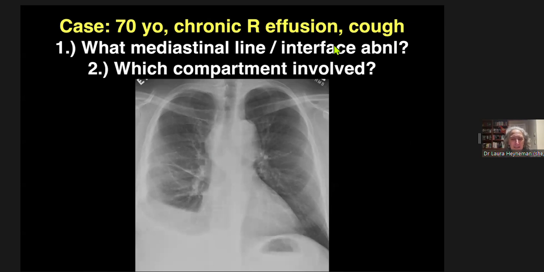So here's a patient who has a known chronic right pleural effusion. That's been there for years, so we're going to put that aside for the time being. There is a mediastinal abnormality here. What mediastinal line or interface is abnormal, and what compartment does that place it in?